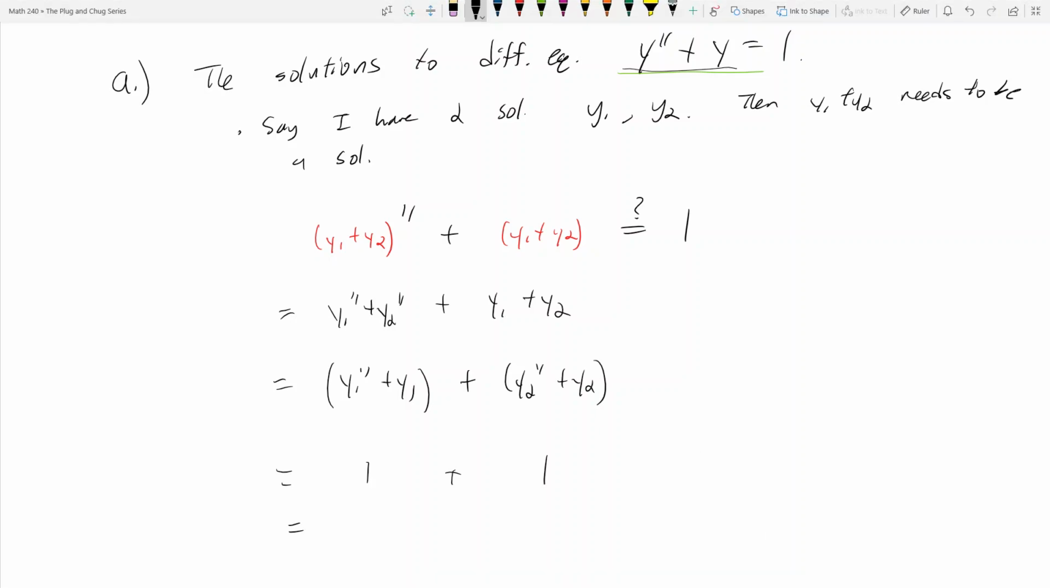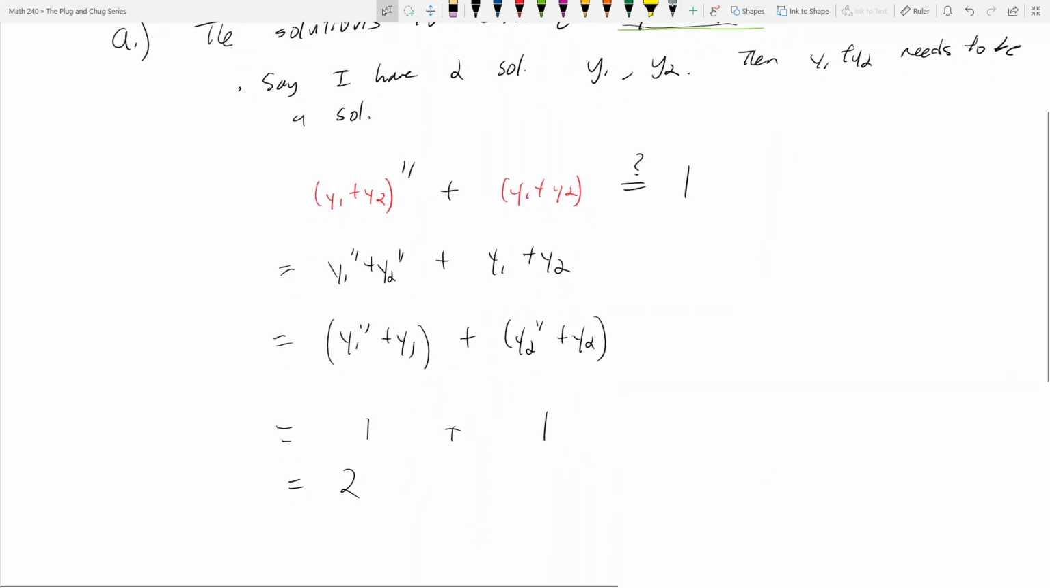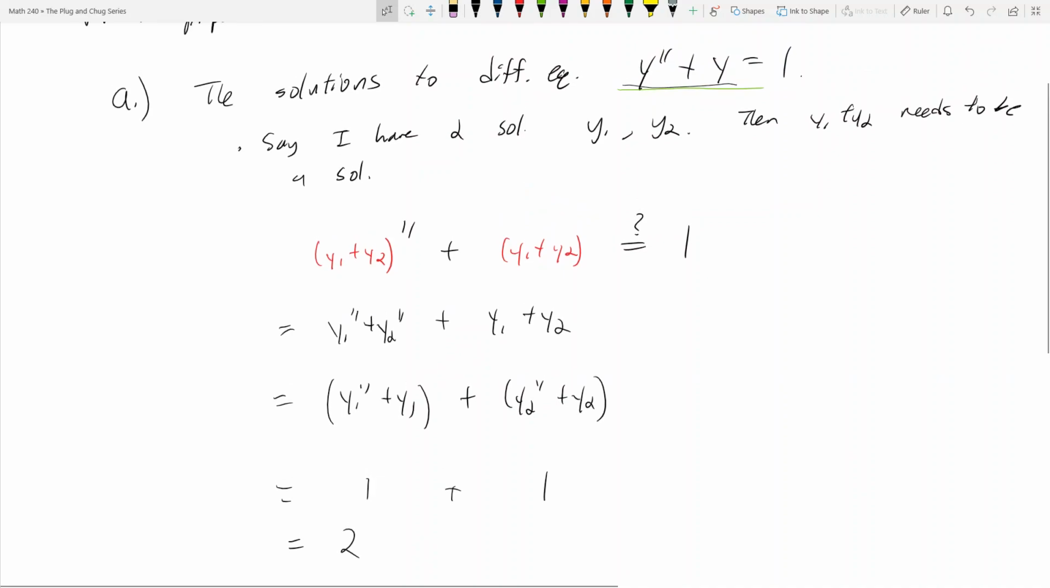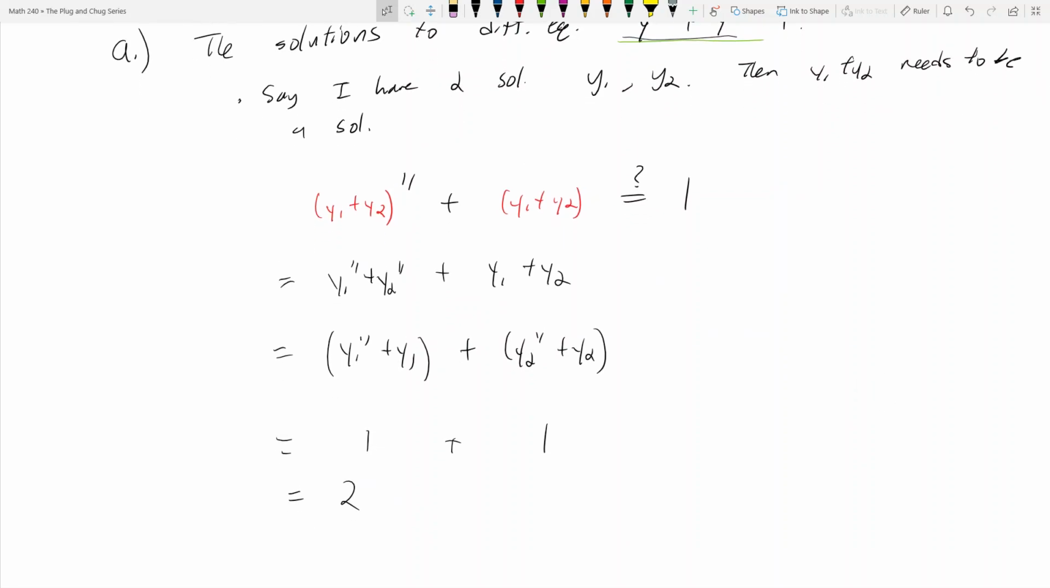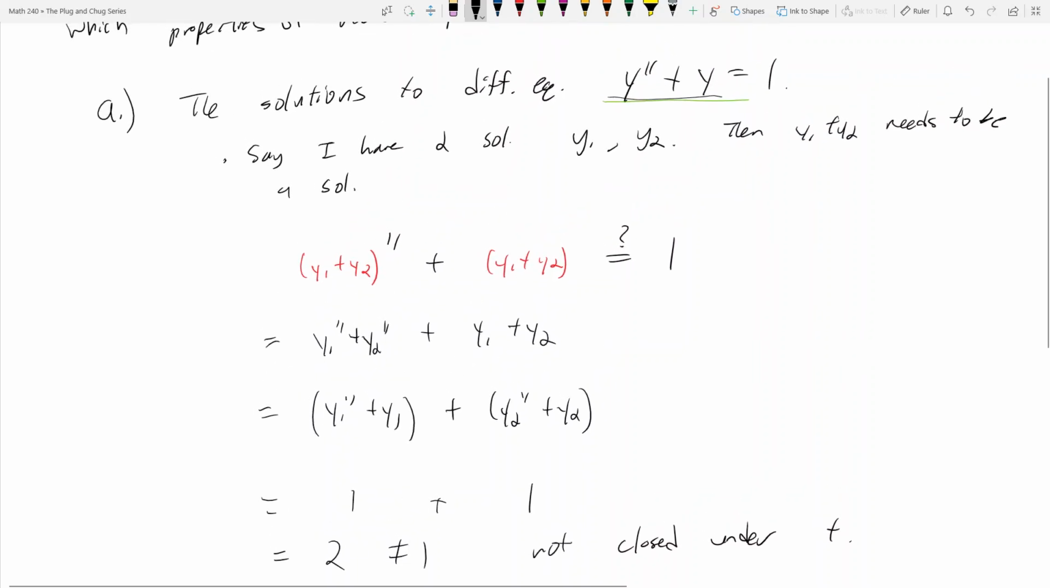And so then we get 1 plus 1 is equal to 2, which means that y1 plus y2 is not a solution to this differential equation. And so this is not equal to 1, so it's not closed under addition. All right. So not closed under addition is why it's not a vector space. Another perfectly acceptable answer is that there's no zero vector, right? So if y were equal to 0, I would get 0 plus 0 is equal to 1. Well, that's not true, and so there's no 0 in this vector space, and therefore that's another perfectly acceptable reason for why the solutions to this differential equation don't form a vector space.